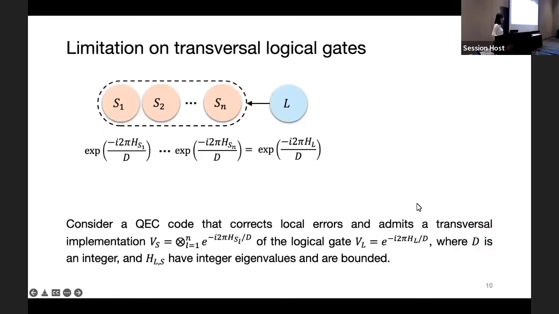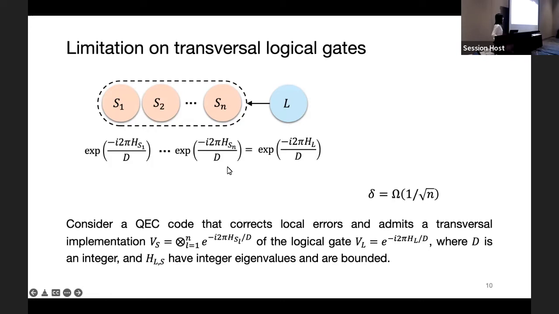Okay, so now we are ready to present our first application, which is a limitation on transversal logical gates. Suppose we have an error correcting code that corrects random local errors, or exactly, erasure errors on each subsystem. In that case, from the previous slide, we already know that delta is going to be lower bounded by 1 over the square root of n.